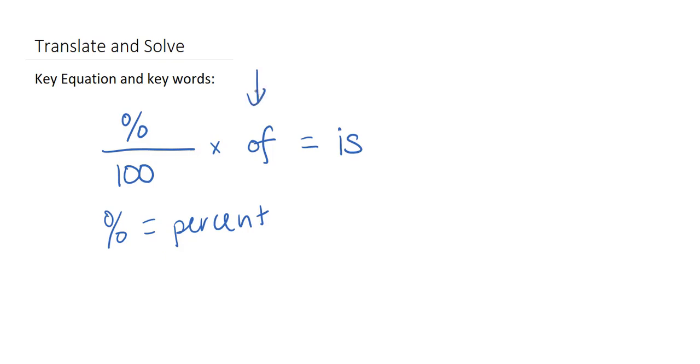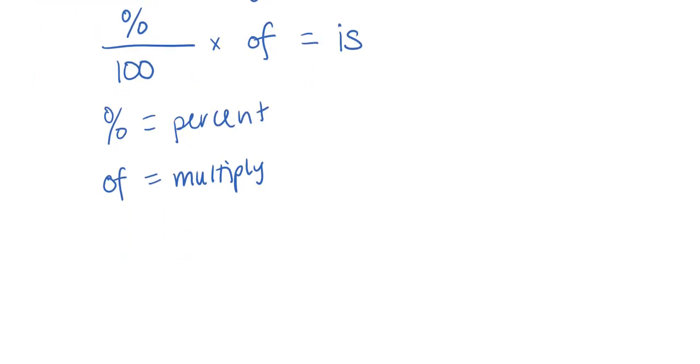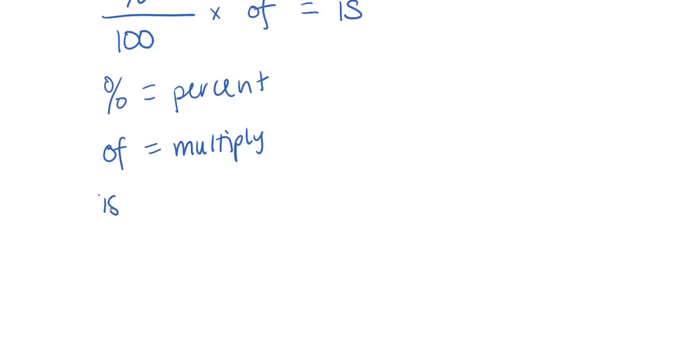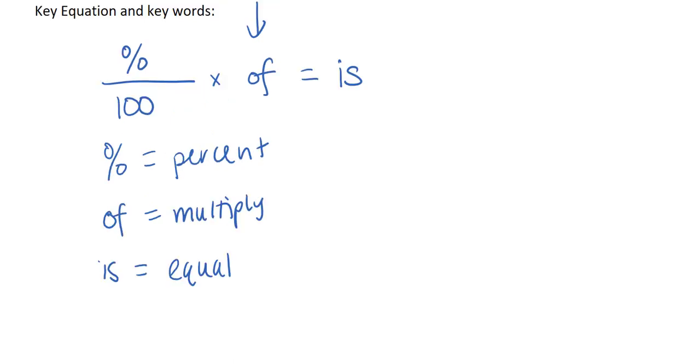And then we have the word of. Usually there's this word of, and then it's followed by a number. And so that means we're going to go ahead and multiply that. That's what that means. So we have times of. So we have our percent, which is over 100, times of. And then is means it's going to be equal to all that.